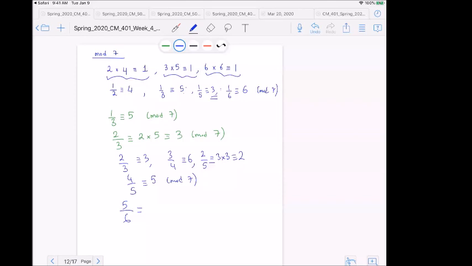I hope that makes sense here. So what is 5 over 6 going to be? 5 over 6 is going to be 2 in mod 7. How do we get that? Because 1 over 6 is 6, so 5 over 6 is going to be 5 times 6, and that is 30, and 30 is 2 in mod 7, okay?